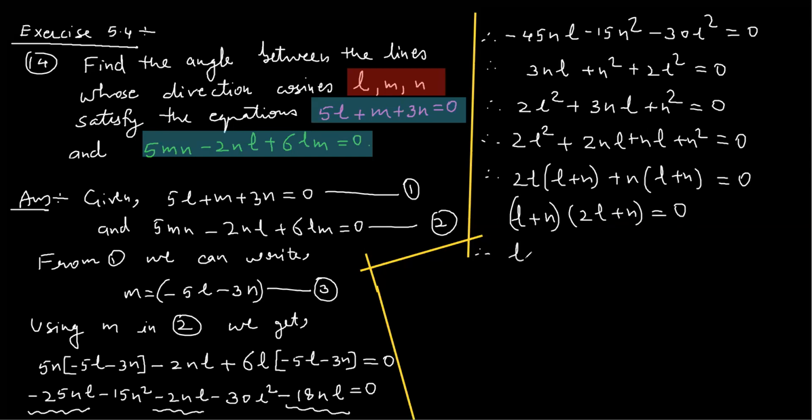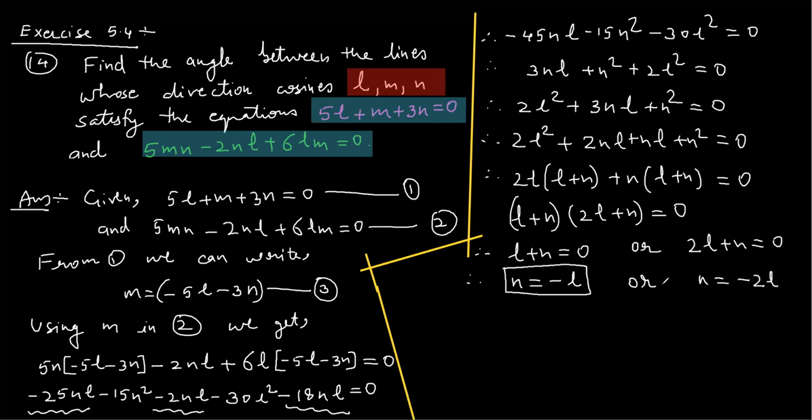So therefore I get L plus N equals 0, or I get 2L plus N equals 0. Now this L plus N equals 0 gets me N equals minus L, or I get here N equals minus 2L, okay? So this is what I got, okay?